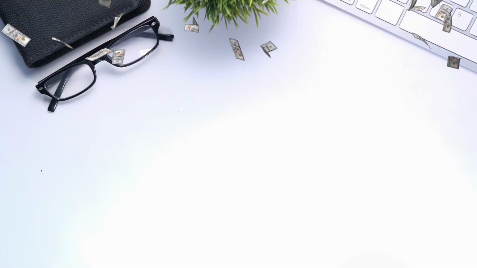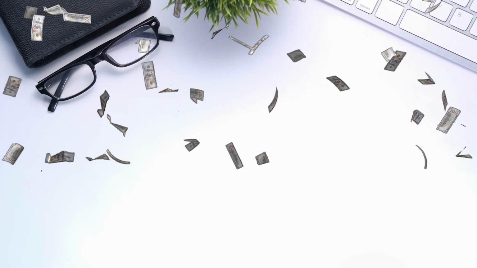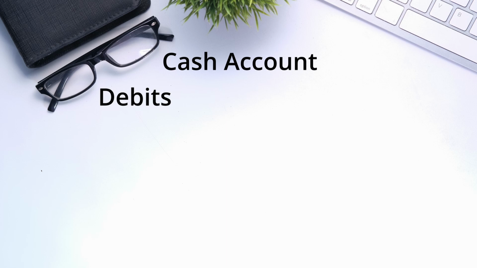Let's assume we have $500 in a cash account to start. So what we're going to do is put the cash account heading at the very top of the T account. Below that, on the left side, we'll put our debits. On the right side, we'll put our credits.